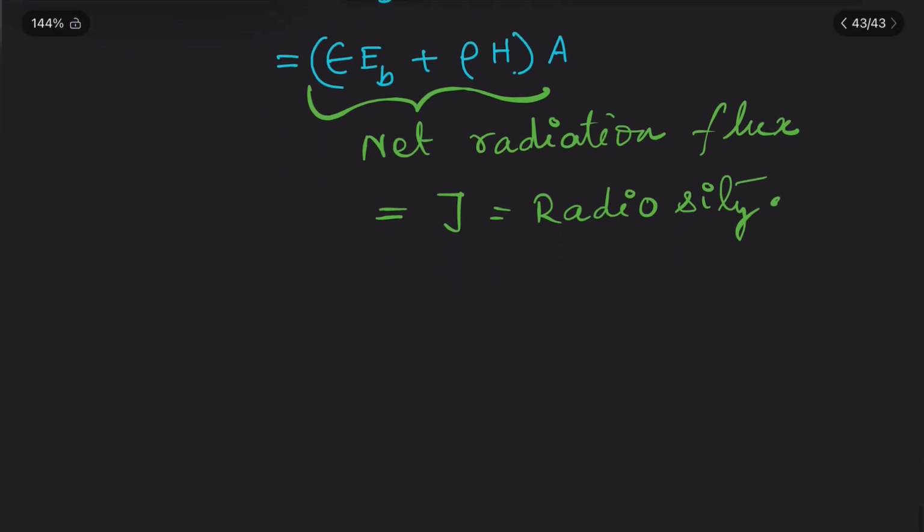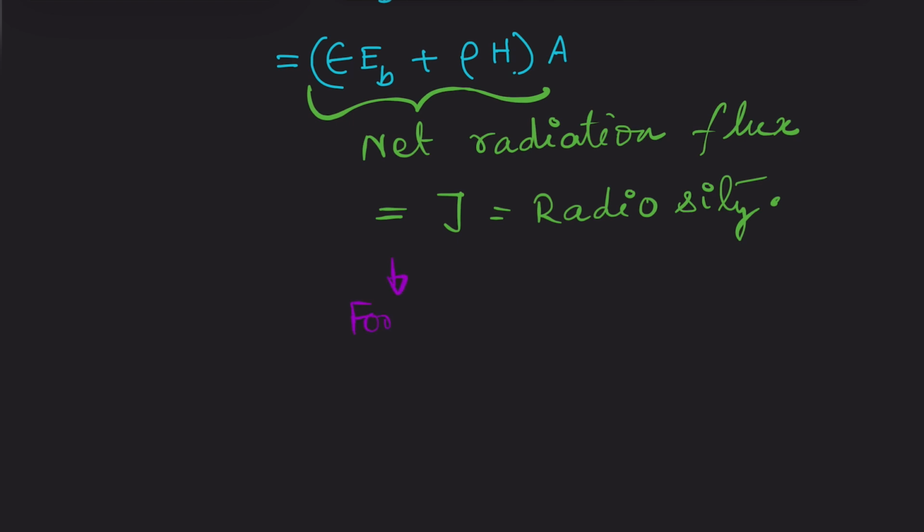Fine, this is called radiosity, right? So you can see that even if my emissivity is not a function of lambda, my rho can be a function of lambda. Or my emissivity and rho can vary differently with respect to lambda. So the summation of that will dictate the J, that means what my radiosity will be. Clear?